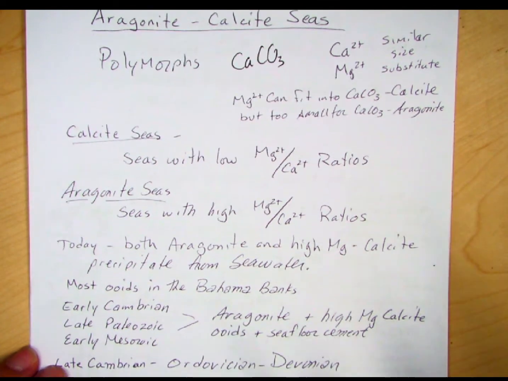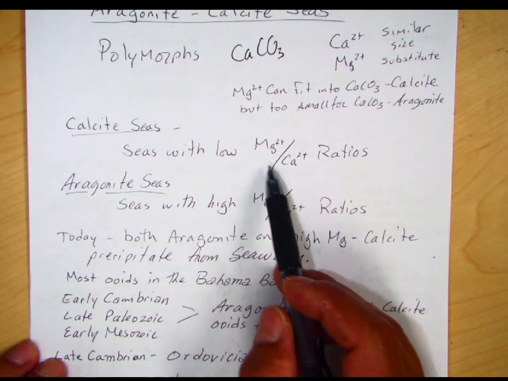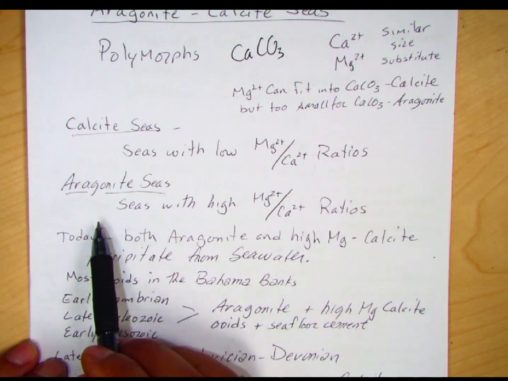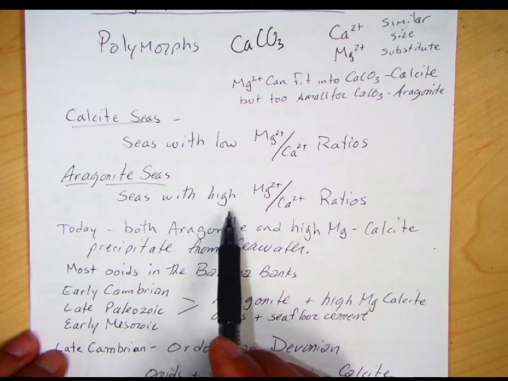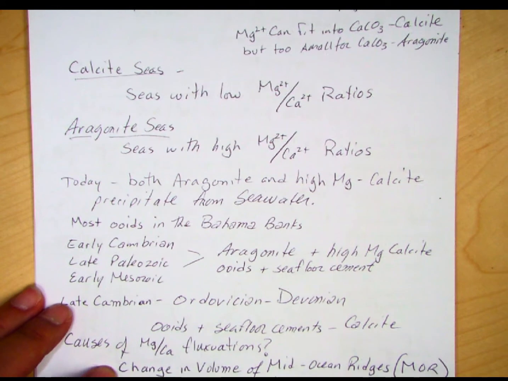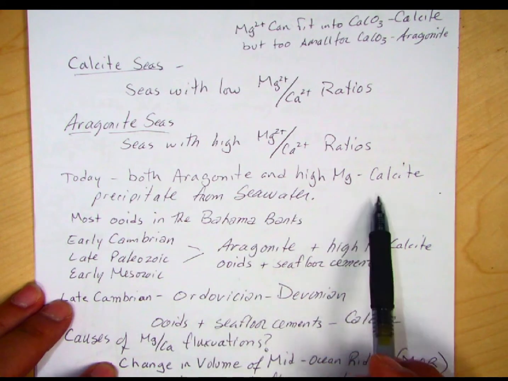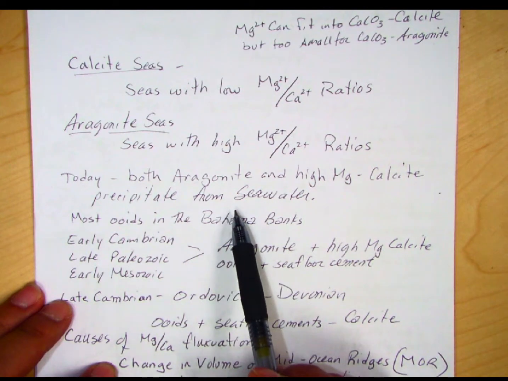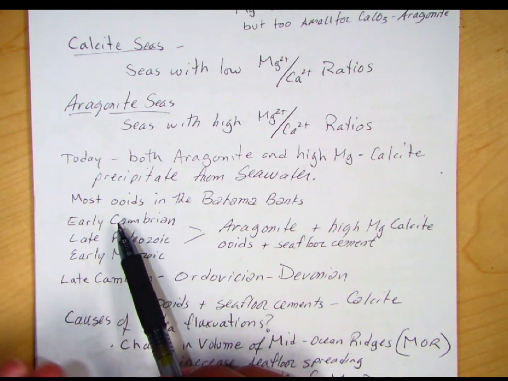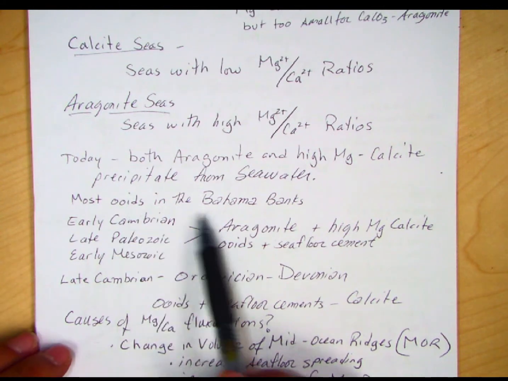And so during calcite seas, these are times when we have low magnesium to calcium ratios. Whereas for aragonite seas, when we precipitate aragonites, they're going to have high magnesium to calcium ratios. So how does this happen? So it has to deal with these mid-oceanic ridges. So today, both aragonite and high magnesium calcite precipitate from seawater. So we talked about these oolitic limestones, these ooids that form by rolling on the seafloor, usually in warm tropical waters, like in the Bahama Banks.